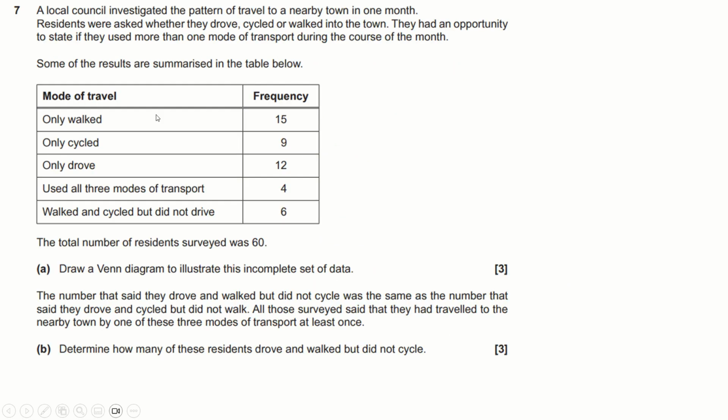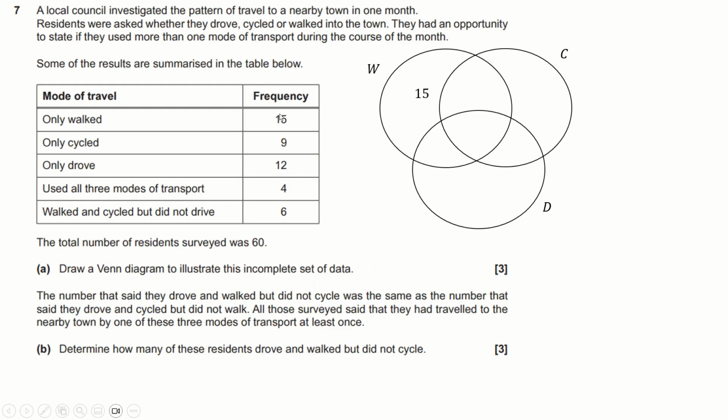Number 7 then. So, 3-way Venn diagram with W, C, and D. Put 15 in the only walked, 9 in the only cycled, 12 in the only drove, 4 right in the middle, and 6 in the W and C overlap, but not D. Add those numbers up, and I think you get 46, which means 14 people are missing from the original 60.